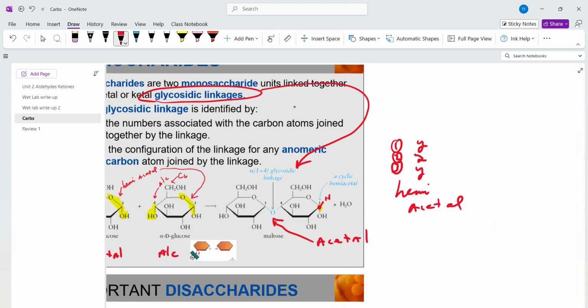If we analyze this linkage, we're looking at OCO. So let's do our analysis. We have OCO. We have H. No, there's no H there.